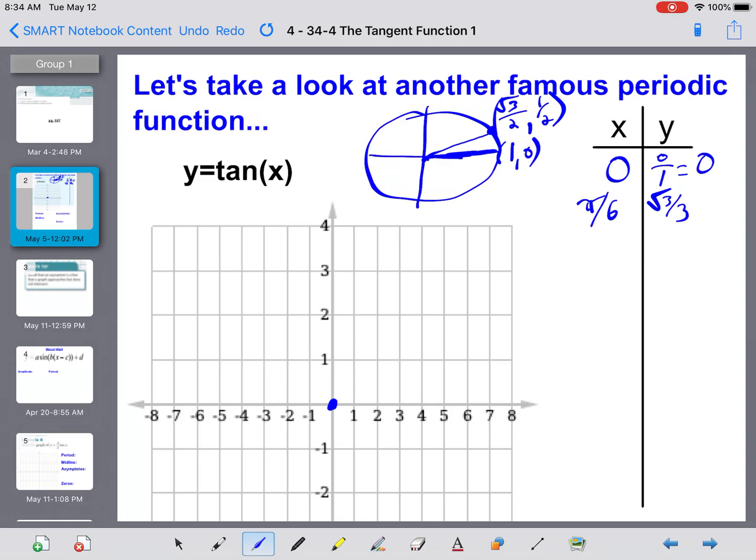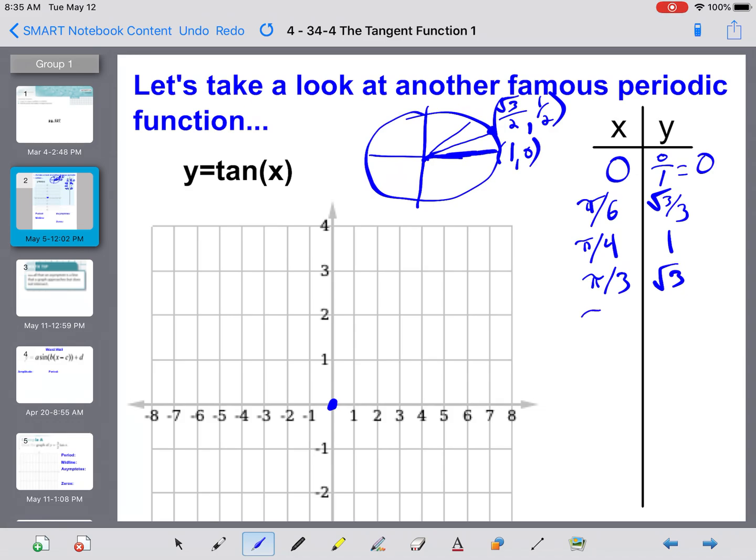If I do pi over 4, that's the 45 degree. Pi over 4 is nice because I get root 2 over 2 divided by root 2 over 2, which is just 1. So far I have two nice values, one at 0 and one at pi over 4. If I go to pi over 3, which is 60 degrees, my tangent ratio is root 3.